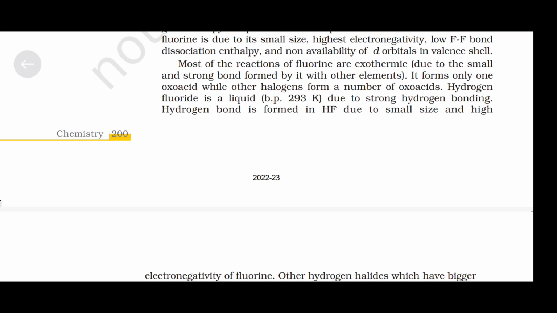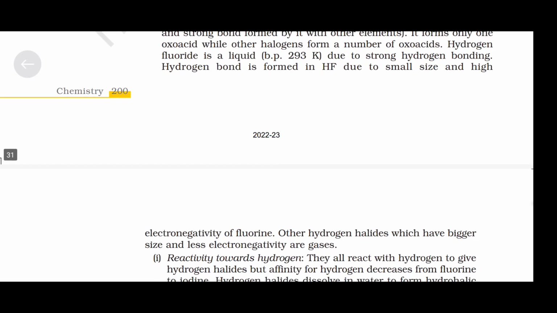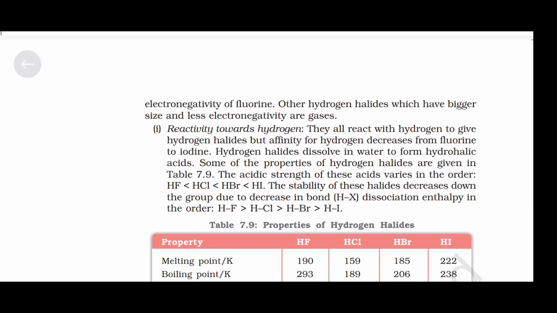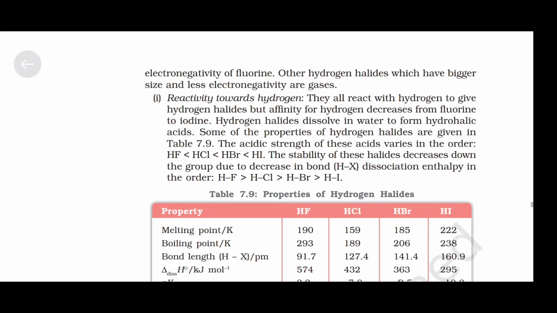Hydrogen fluoride is a liquid, boiling point 293 Kelvin, due to strong hydrogen bonding. Hydrogen bond is formed in HF due to small size and high electronegativity of fluorine. Other hydrogen halides, which have bigger size and less electronegativity, are gases.